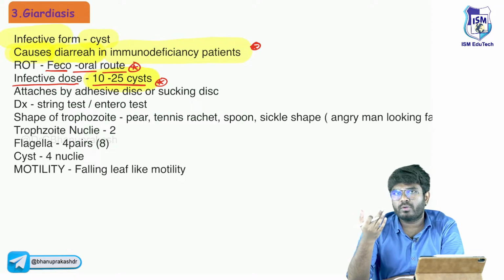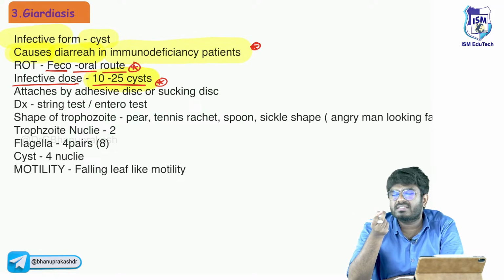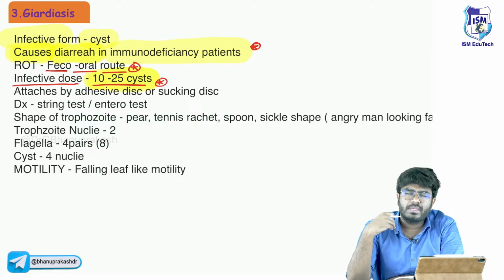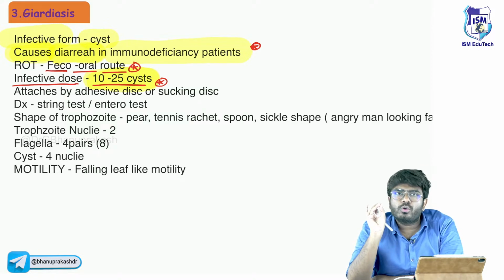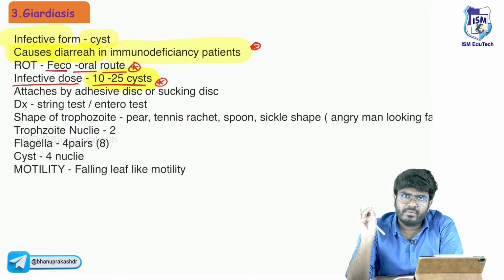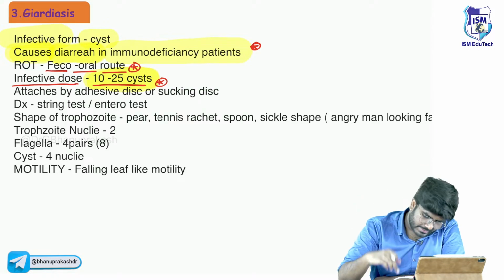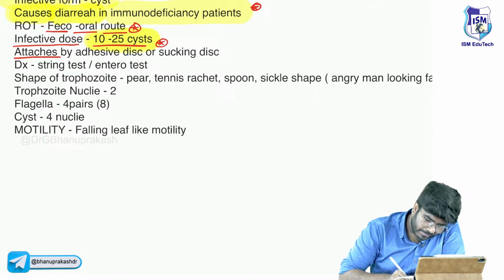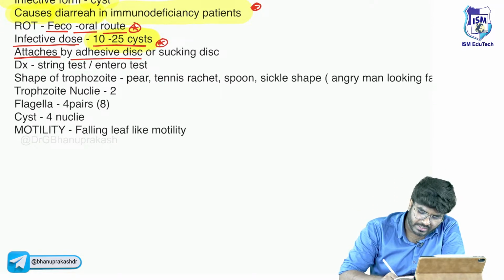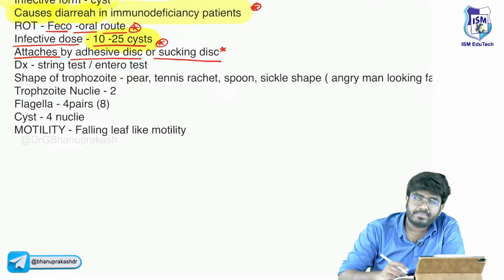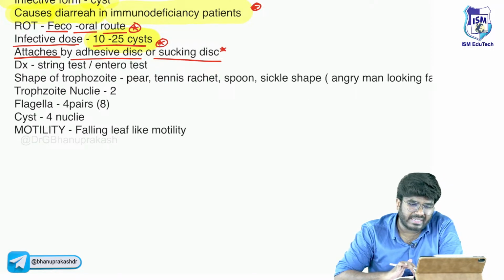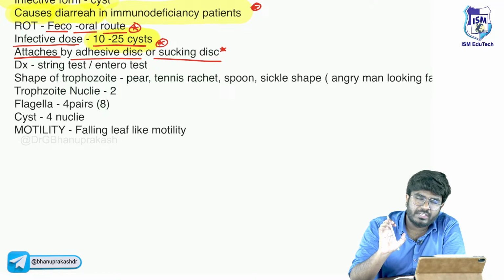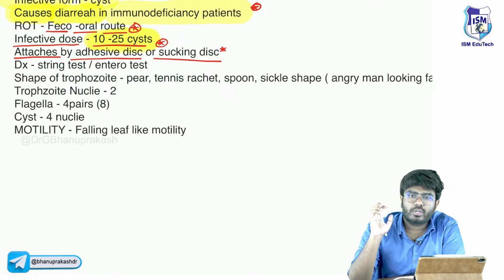What I want you to know is, for example, if I get one cyst, do you think it's going to cause a disease? No, that will be totally neutralized by my immune system. But a very low dose of 10 to 25 cysts is going to be enough for the development of Giardiasis. This Giardia lamblia has an adhesive disc or sucking disc. With the help of that sucking disc, it is going to latch on to the intestines and cause a problem.